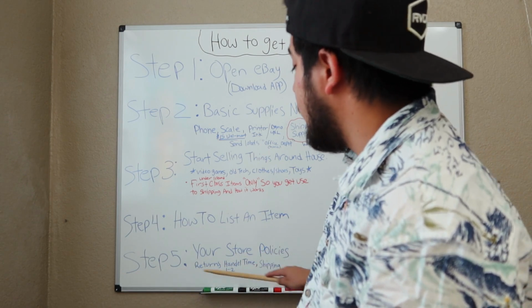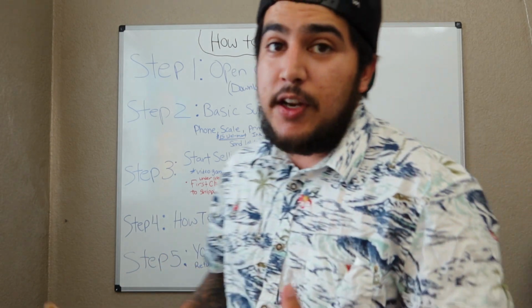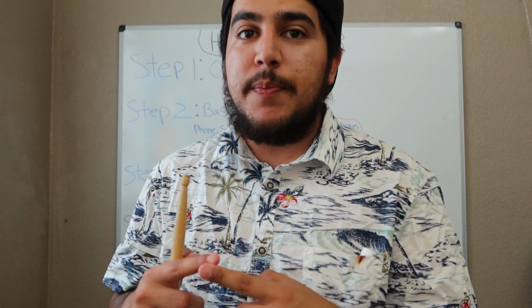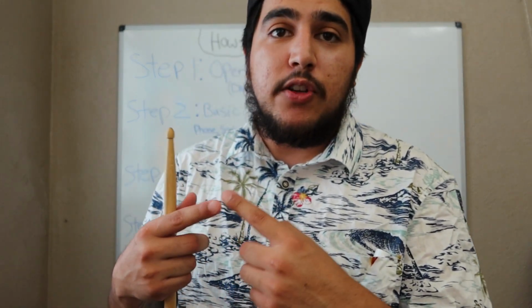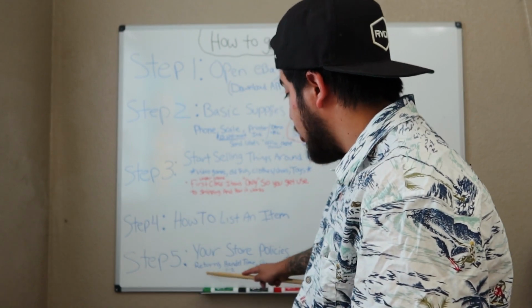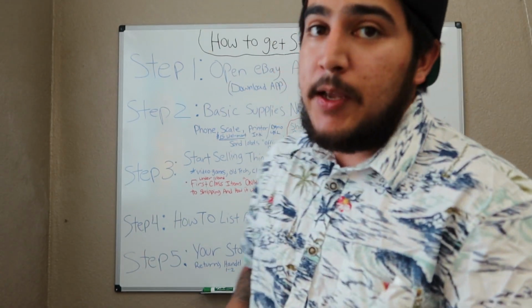Step number 5. When you're selling on eBay, there are the policies for your store. So your shipping, how much you're going to charge for shipping. If you're going to charge shipping, you could do free shipping, or you could charge the buyer shipping. Also your return policy and your handling time. For your return policy, I recommend doing at least 30-day returns, and you could have the buyer pay shipping back to you if they return the item, or you can pay for the shipping back to you. Either one, it's up to you, but I do recommend having returns on.